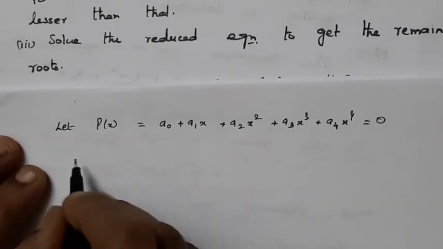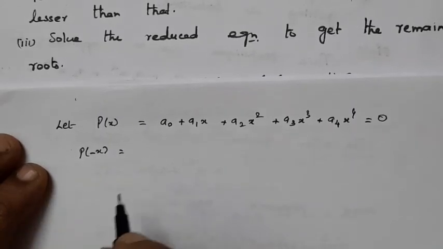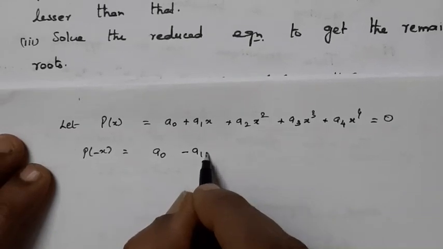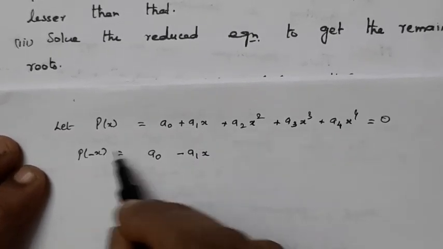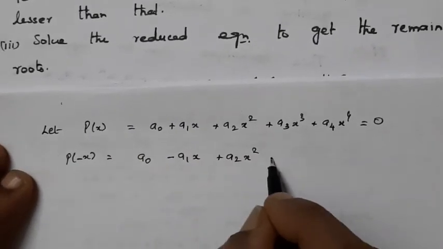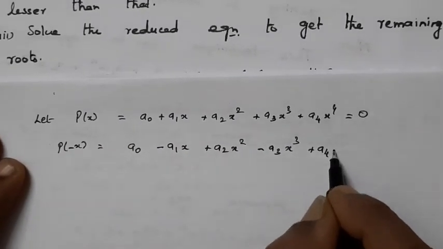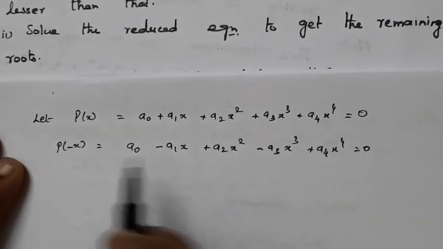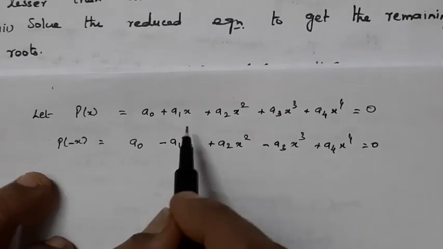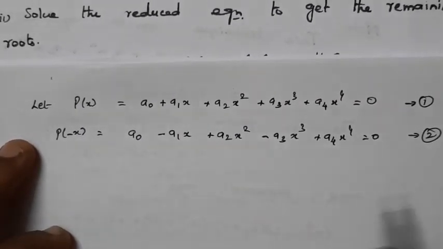Then what would be p of minus x? Okay, p of minus x will be equal to a0 minus a1x, that is replacing x by minus x, we will have minus a1x plus a2x squared, then minus a3x cube plus a4x power 4 equal to 0. That is, p of minus x is equal to 0 will be like this. Okay. Now, for the first polynomial, let it be equation number 1 and this will be equation number 2.